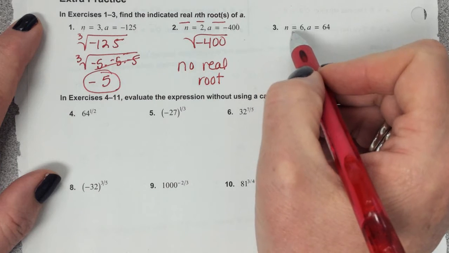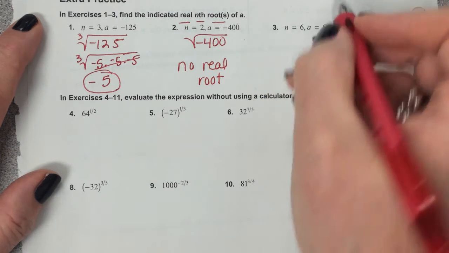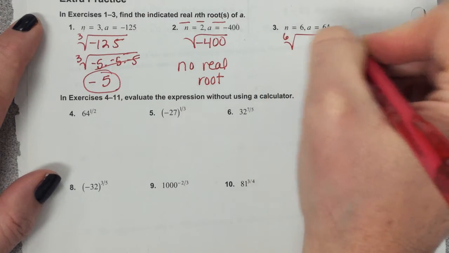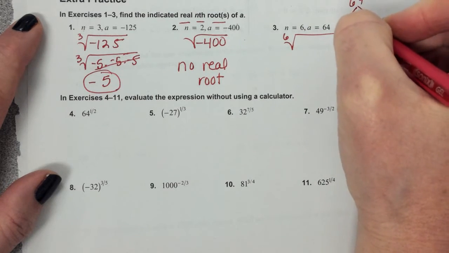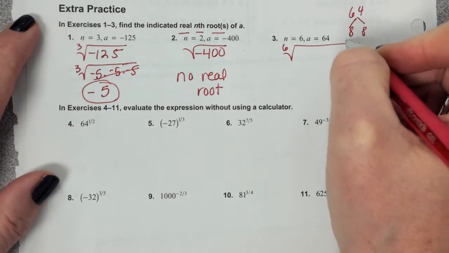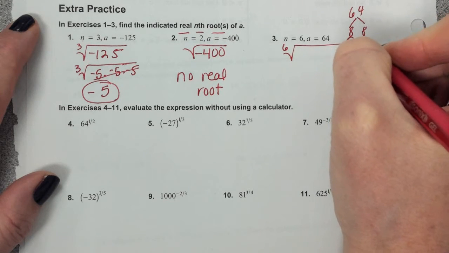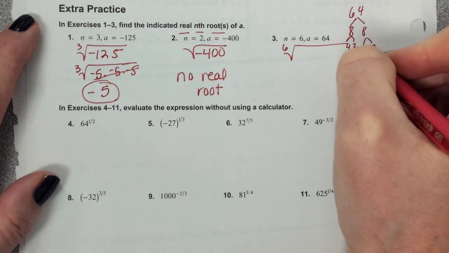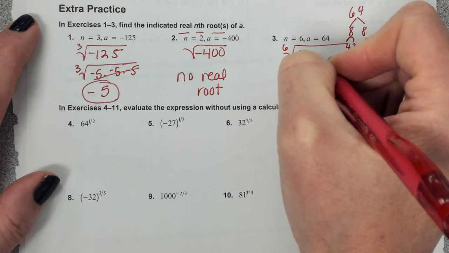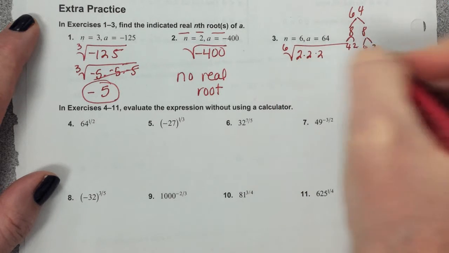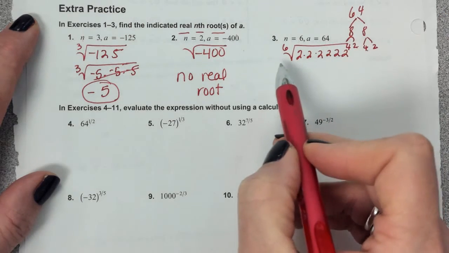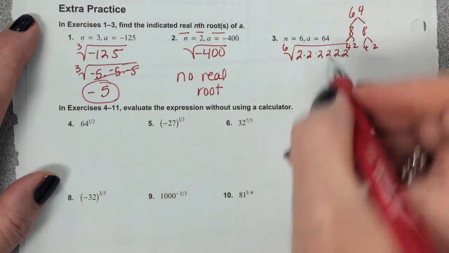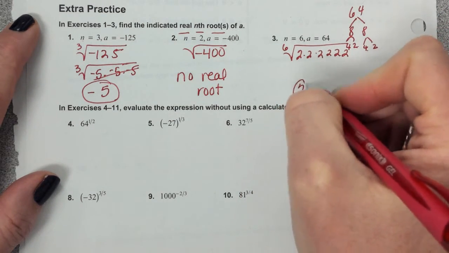For number 3, we're asked to find the 6th root of 64. The 6th root of 64, I'm going to break 64 down. That goes down into 8 times 8. Well, 8 times 8 is 4 times 2, and this is 4 times 2. So I know the 4 would be 2 times 2, and there's another 2. This 4 is 2 times 2, and there's another 2. So as soon as we have 6 that match, the answer is going to be 2.